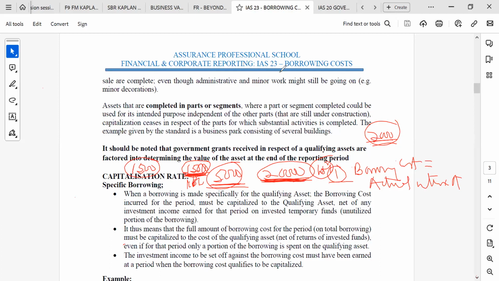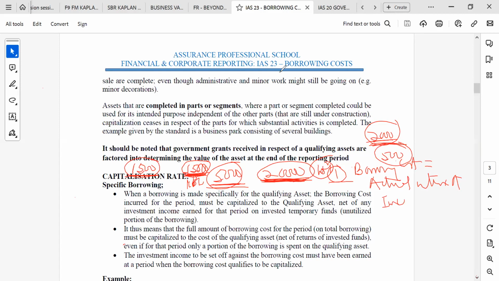So this will be the interest expense, and this will be the interest income. You are paying an expense of 2,000 and receiving income of 1,500 on the same amount that you borrowed. So in actual sense, you are only paying an interest of 500.